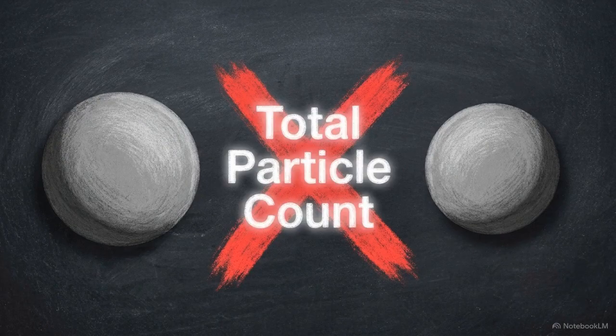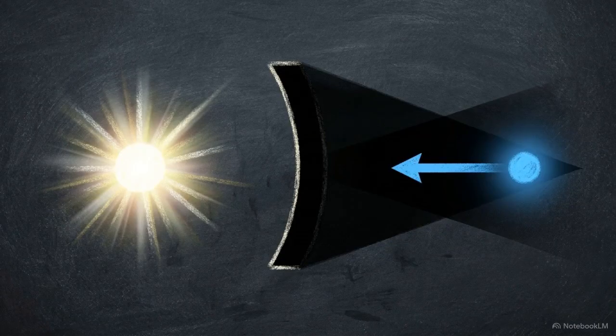Ultimately, an element's size is not determined by the number of particles it has, but by the balance between the inward pull of its core and the protective shadows cast by its inner electrons.